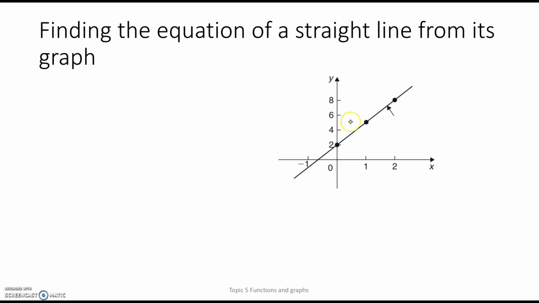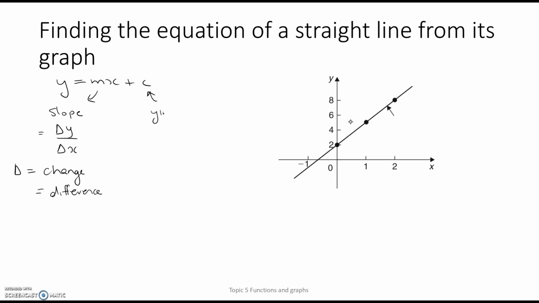Now, a straight line always has the pattern y equals mx plus c, and m is the slope. Now we've already seen that that is equal to the change in y over the change in x, or maybe the difference in, and c is the y-intercept.